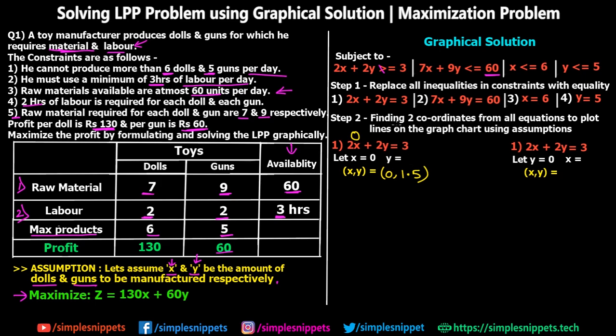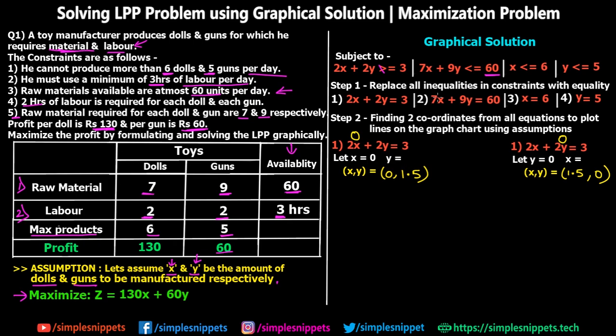We have to find 2 coordinates for each equation because we need 2 coordinates to plot a line, right? That's why we are making 2 assumptions. In the second assumption for the same equation, let y equal 0. This time this part becomes 0, so we have 2x equals 3 and x would be 3 by 2. So again x would be 1.5. This time it is 1.5 comma 0 because we've assumed y is 0. The first coordinate is the x coordinate, the second is the y coordinate.